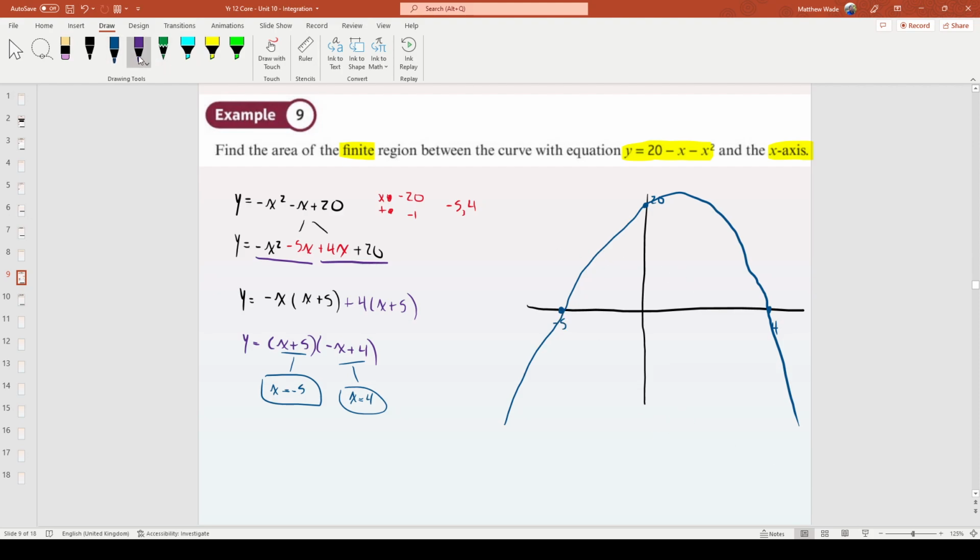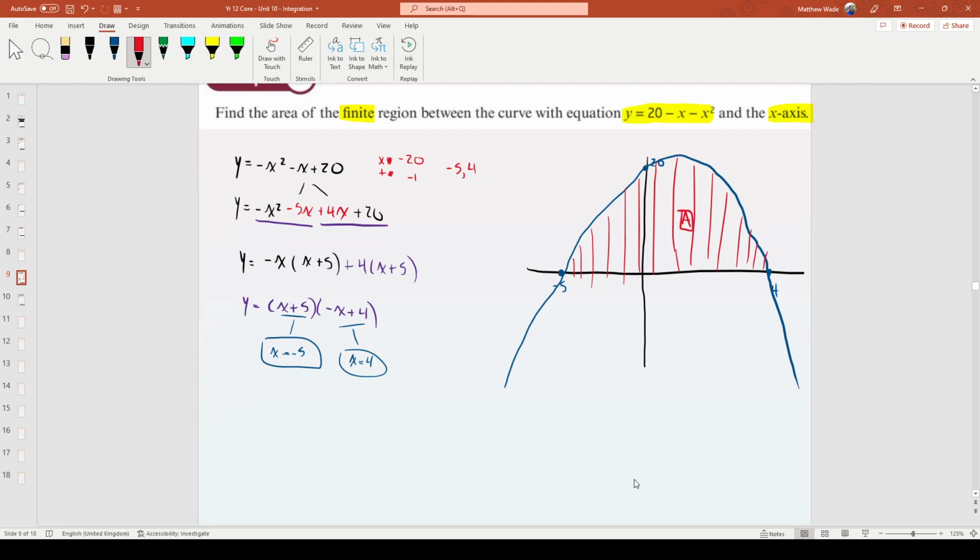Now, the question says it wants to know the region that's between minus 5 and 4, between the curve and the x-axis. It wants us to find this area that's trapped there. Can you see that it's asking us that in the question? Do you follow that that's what it wants? It wants this area here. I'm going to label that area A, just to make it really clear that that's what I'm after. Cool.